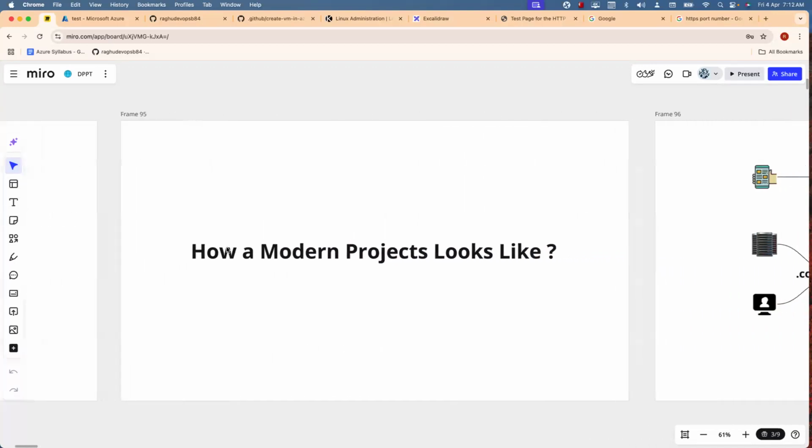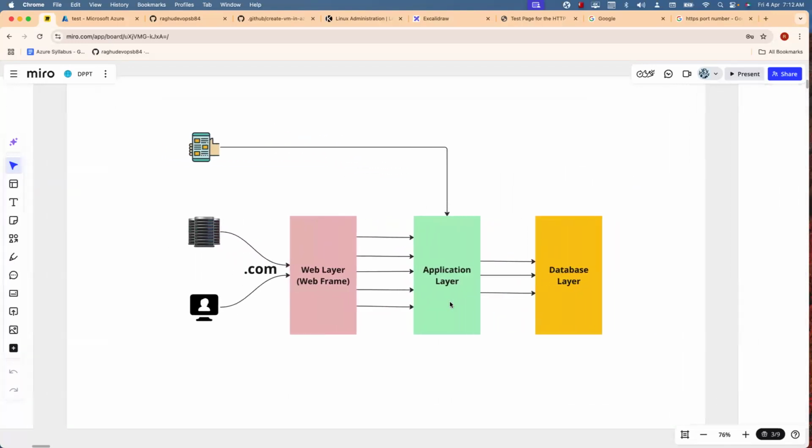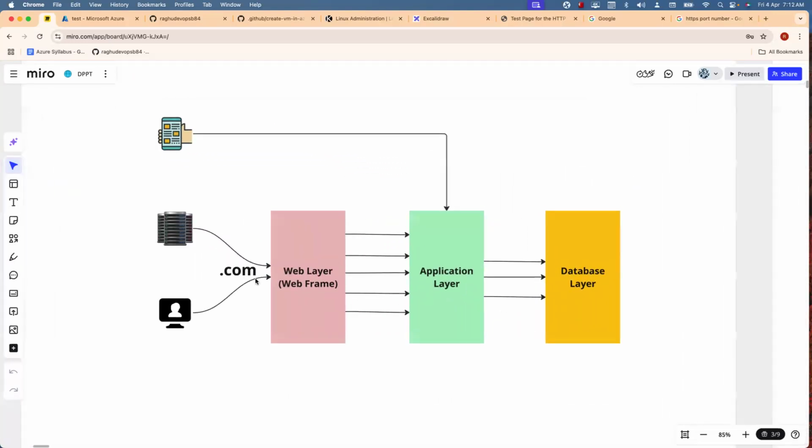Now, how modern projects generally look like is this: you're going to have a 3-layer application: web layer, application layer, and database layer.